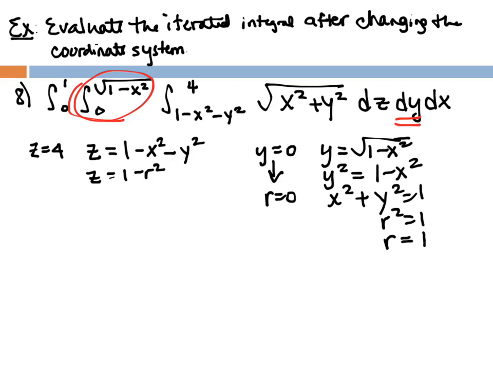So now I have limits of integration on z. I have limits of integration on r. And now I need to talk about taking a look at what happens with respect to theta. All right. Taking a look at the original function, hang on just a second.